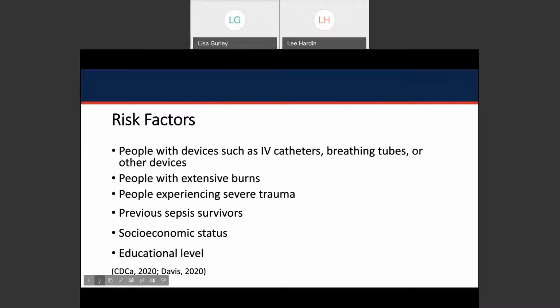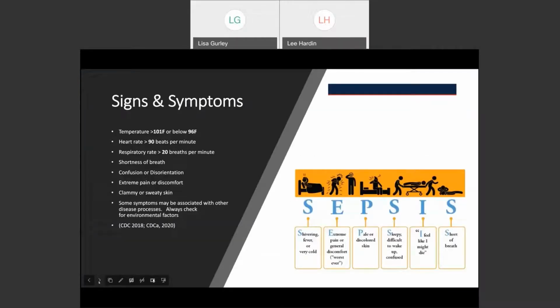Others at risk include individuals who have extensive burns or have experienced severe trauma, are previous sepsis survivors, and have low socioeconomic status and levels of education. Evidence proposes that socioeconomic status and level of education significantly impact sepsis-related outcomes.